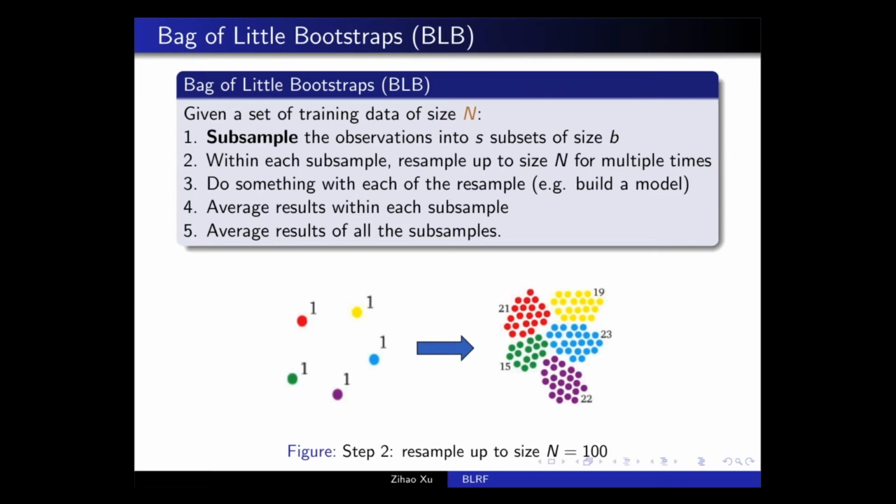Again, to illustrate step number 2, assume that we have this subsample of size 5, with 5 distinct observations, and we're trying to resample up to size capital N equal to 100. So we repeatedly draw from this subsample with replacement. That's why you can see all of the points appearing multiple times.